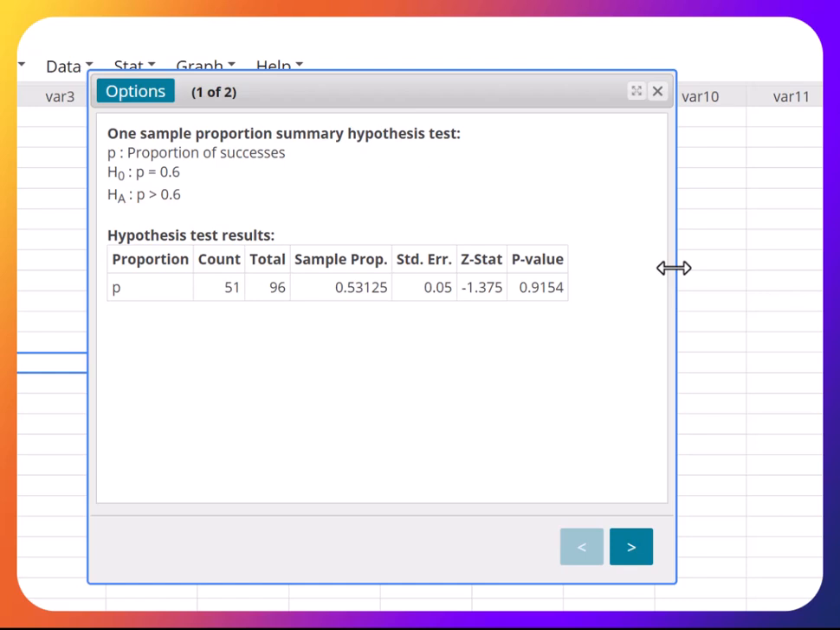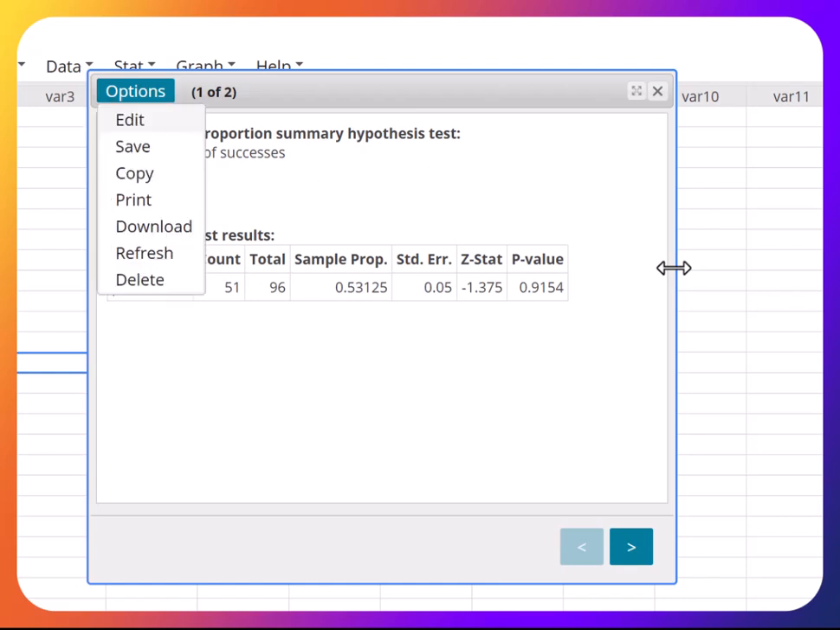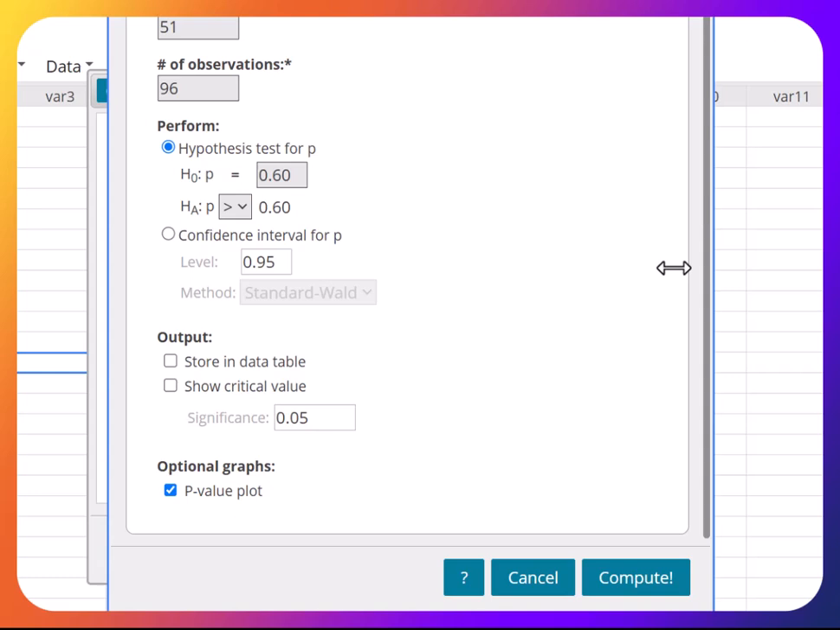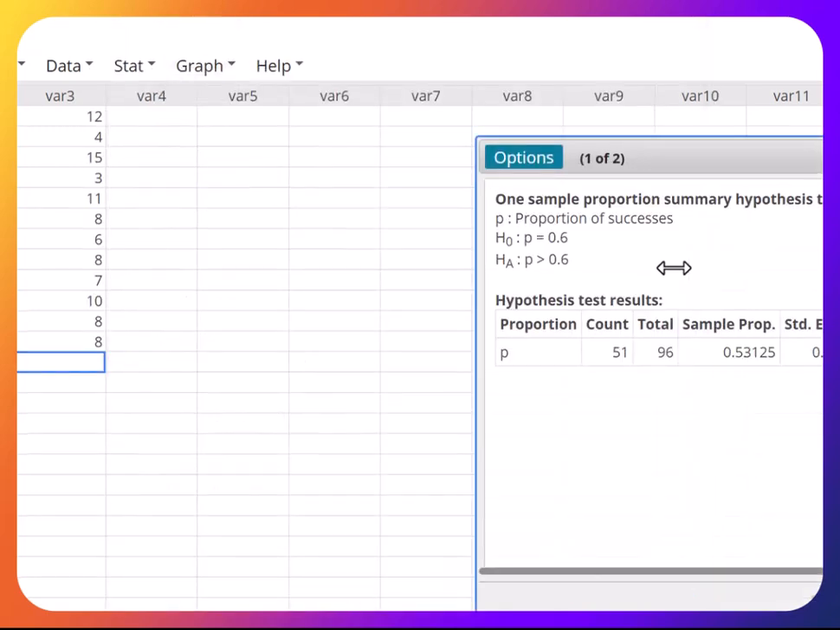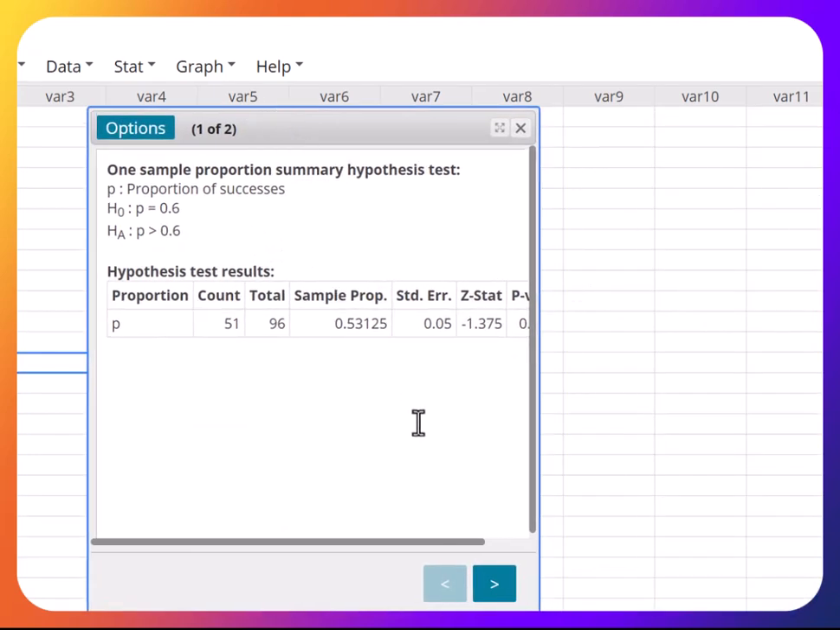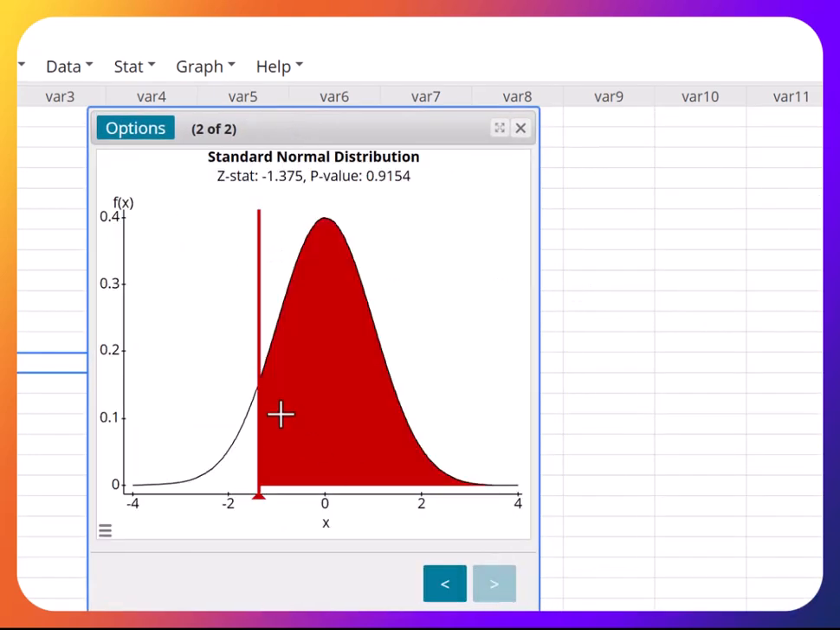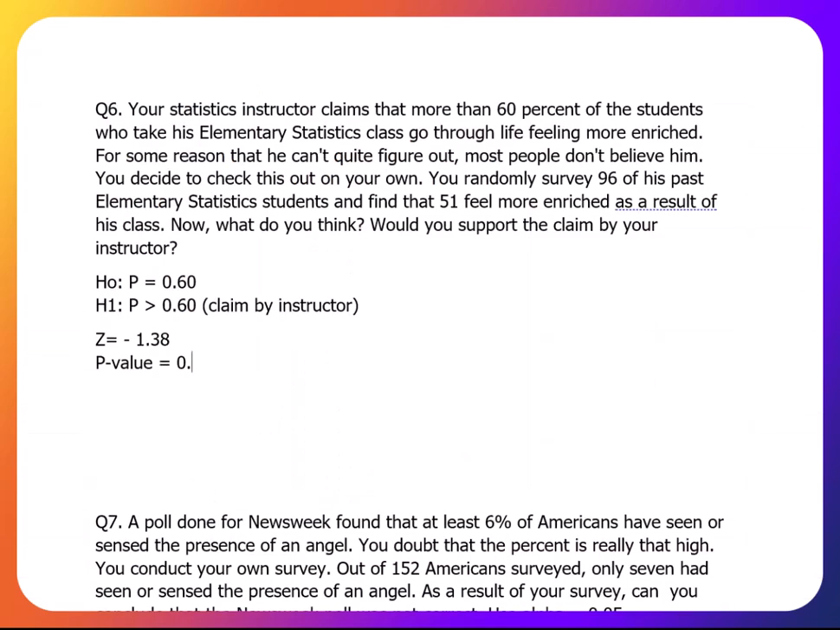Let me just make sure we got the right numbers. Yeah, 9651. Yep. Okay. Looks good. And compute. Look at the p-value, guys. How big? It's huge. Once you shade too much, that means you're not gonna reject the null hypothesis, because if p-value is less than alpha, we reject the null hypothesis.